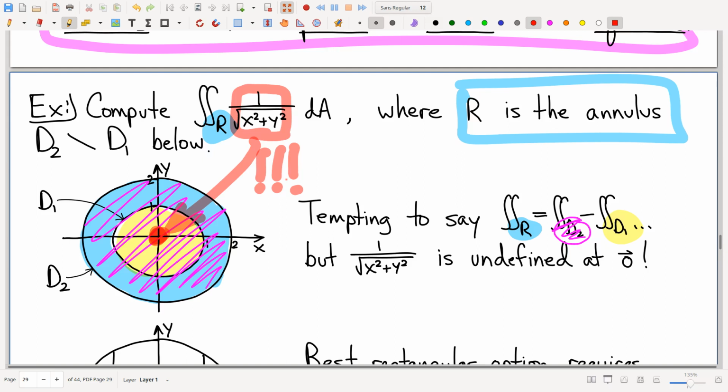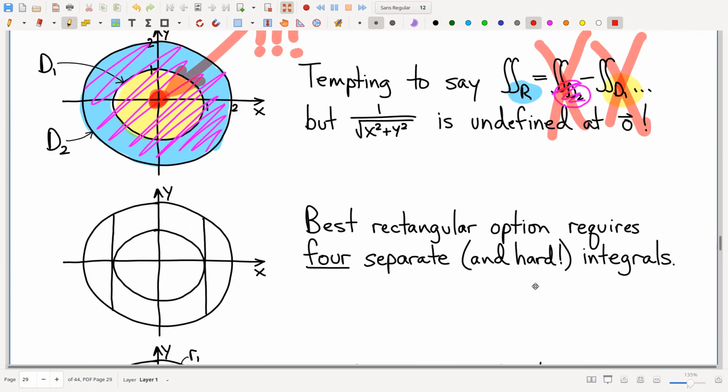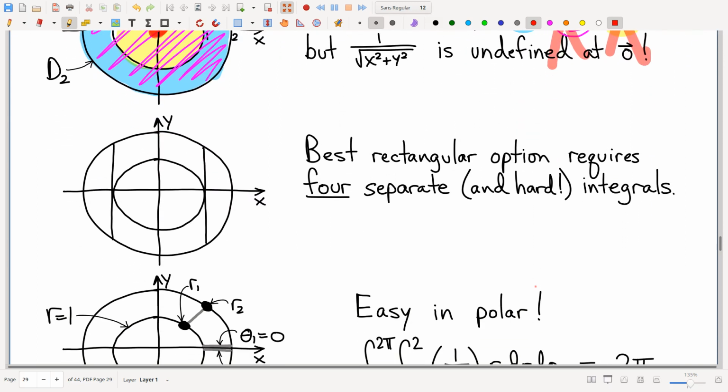So notice that that problem point, the origin, makes this yellow integral undefined. That makes this purple integral also undefined. So if you're interested in computing this blue integral, you cannot declare it to be the difference of two things that don't exist. Not possible. Okay, we're in Math 219.